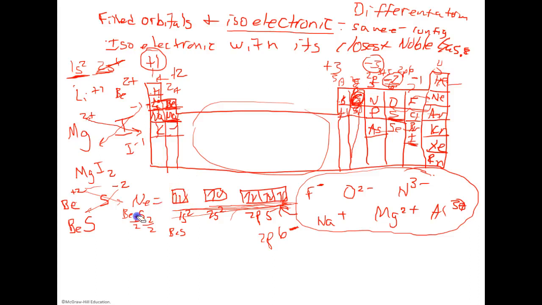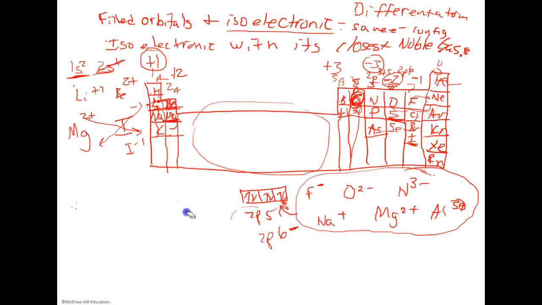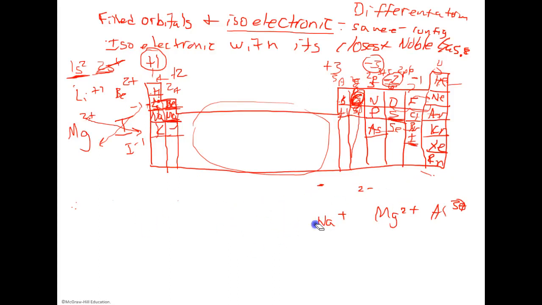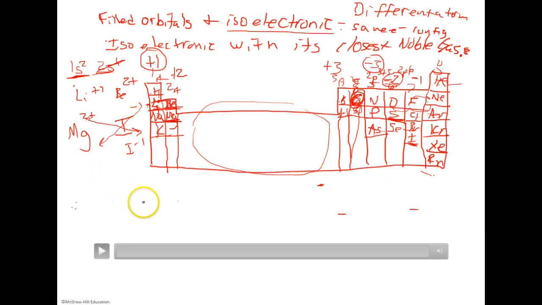Okay, let me erase this so that we have some more space for additional problems. This is going a little slower than I thought. Okay, let's do some more problems. Let's now take aluminum and combine it with selenium. Now here's the other thing it's important to remember.